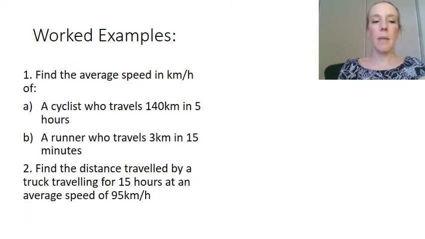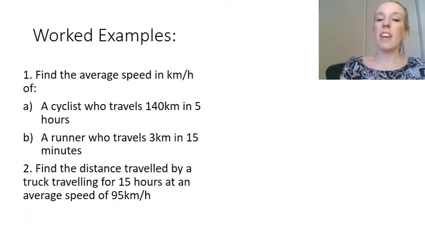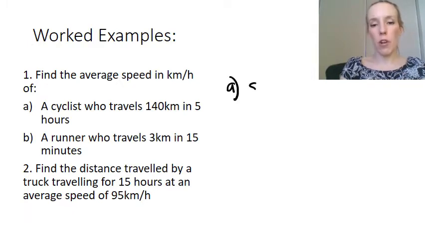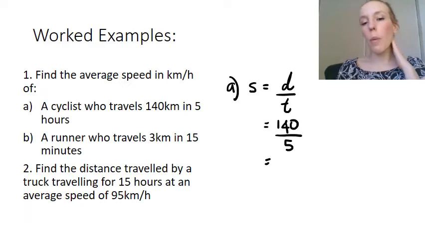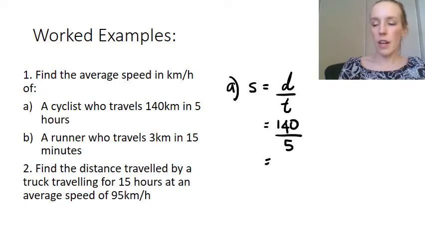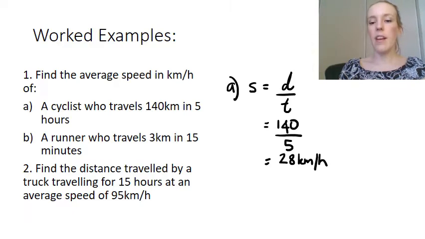Okay, some worked examples here. The first one: find the average speed in kilometers per hour of a cyclist who travels 140 kilometers in 5 hours. So we're trying to find speed. We write our formula first: speed is equal to distance divided by time. Our distance here is 140 kilometers, and our time is 5 hours. With this formula, time always has to be in hours. So 140 divided by 5 gives us an answer of 28 kilometers per hour. That means our cyclist is traveling at a speed of 28 kilometers per hour.